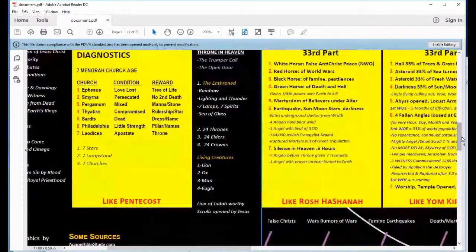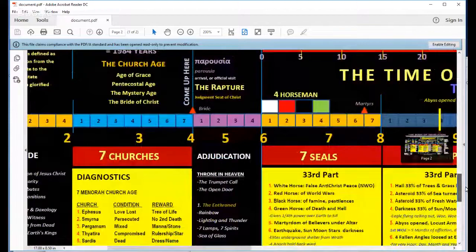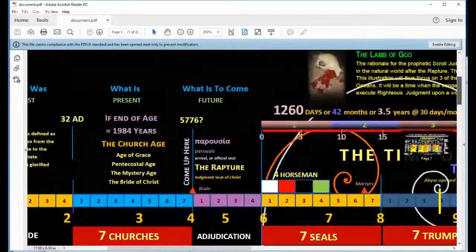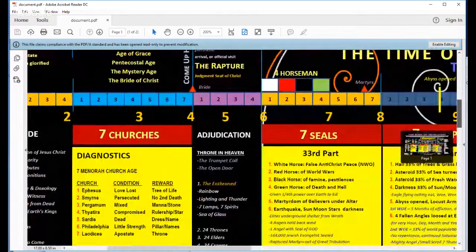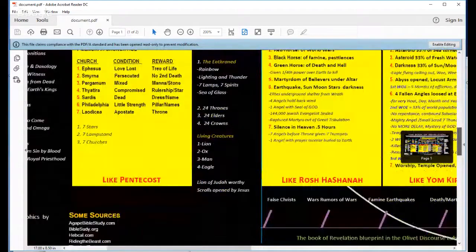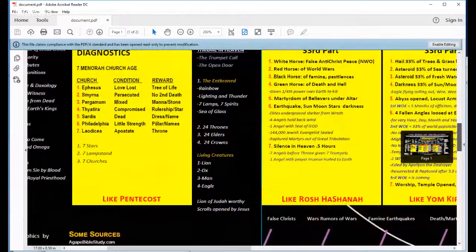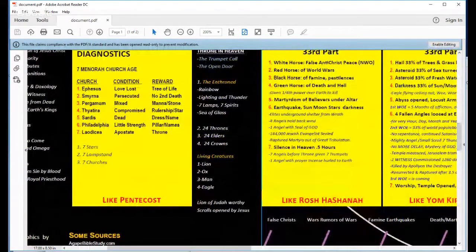Whoops, I don't know what it did there. It seems to be doing strange things to me while I'm zoomed in here. But anyway, we have all these things that John sees when he's called up there. So the 24 elders are already there when John arrives. There's a lot of things that are already there.